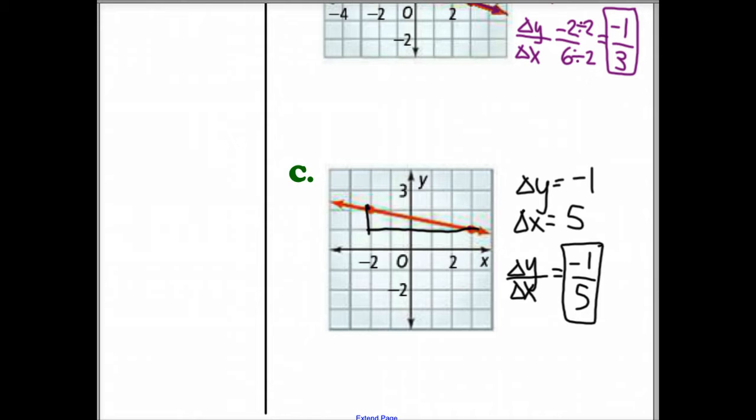And stay tuned for the next video to figure out how to find the slope given 2 points.